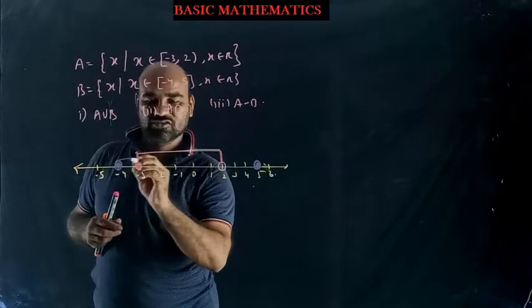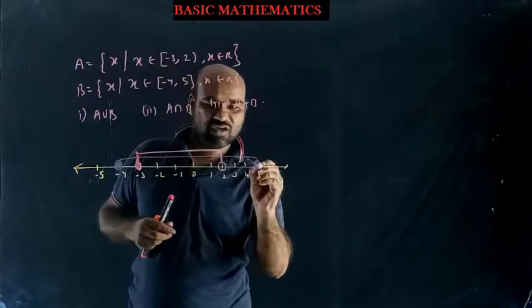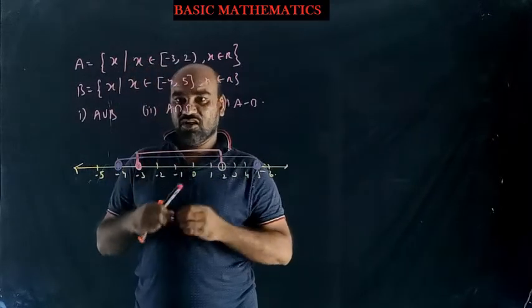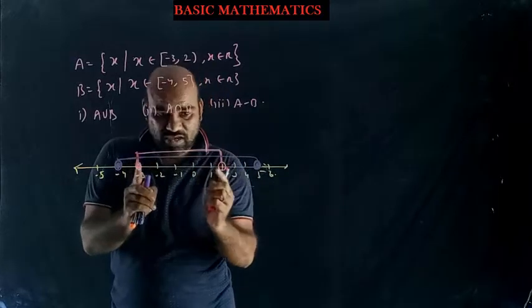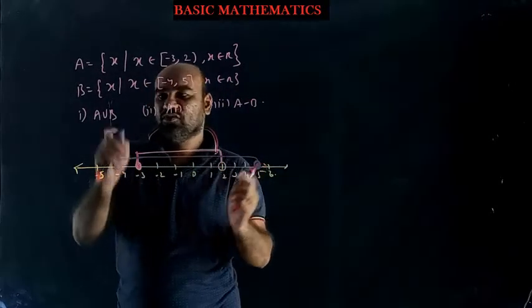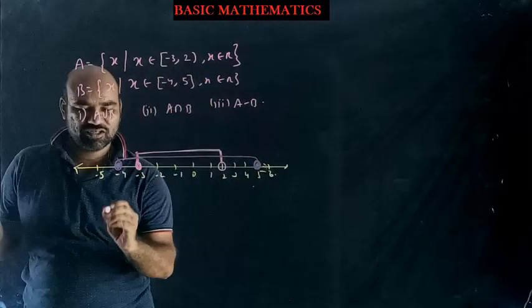So these values. Okay. Now what do you want? These values are in the set A. These values are in the set B. First of all, A union B you want.